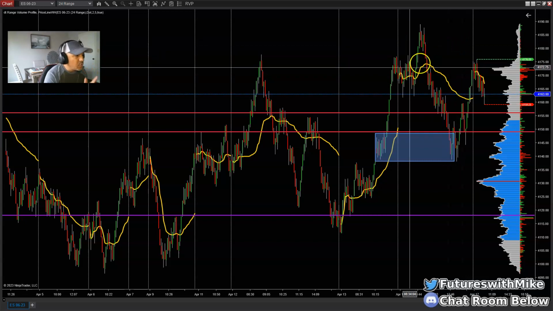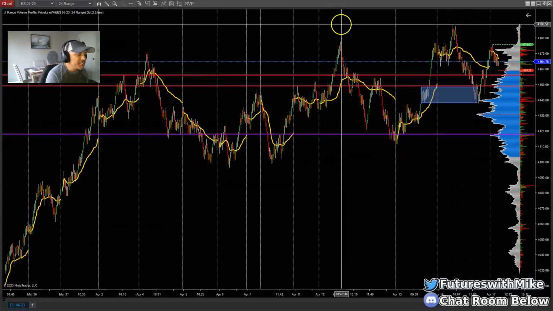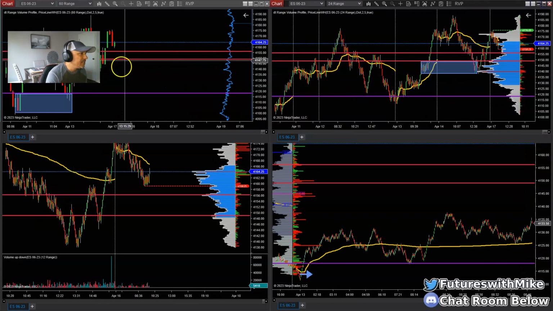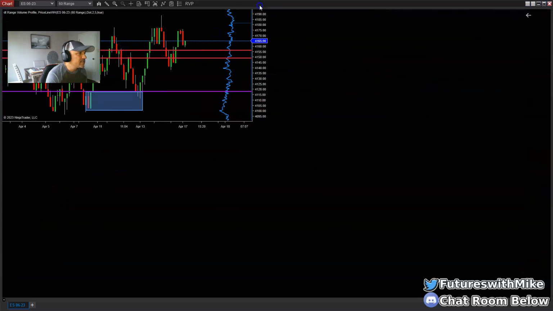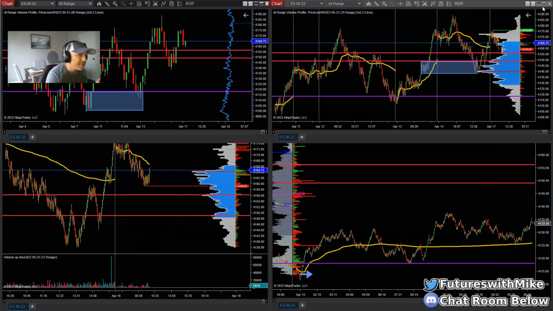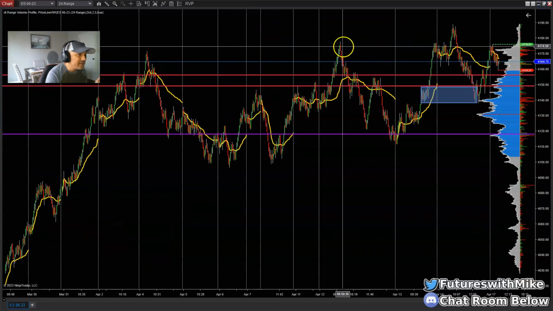Now on the 24 range chart, what you can see is here we are right here. That was the last high that price made, and I showed you on the 60 range. We'll take a look at that 60 range. Here it is right here, last high sitting at 78. We scale down to the 24 now, there it is right there, that high.